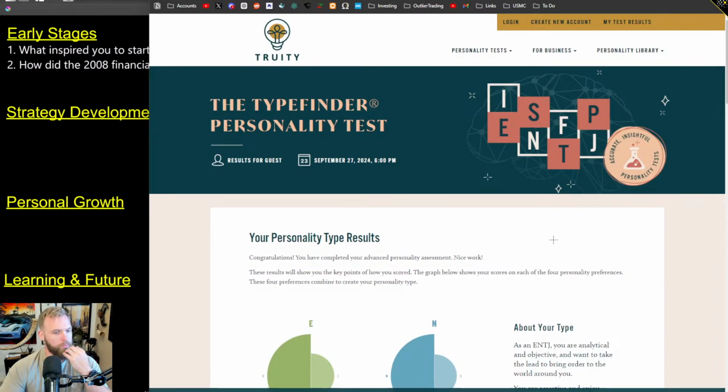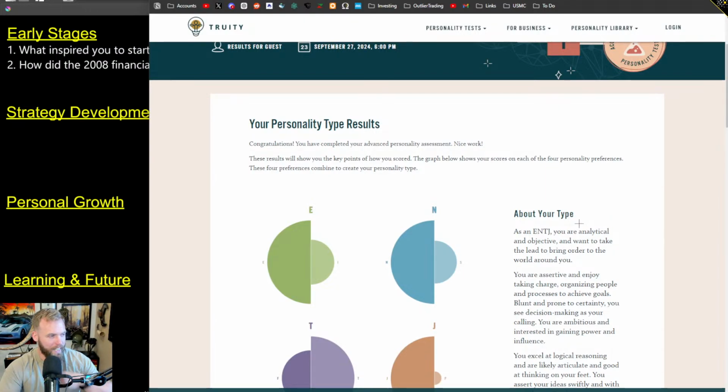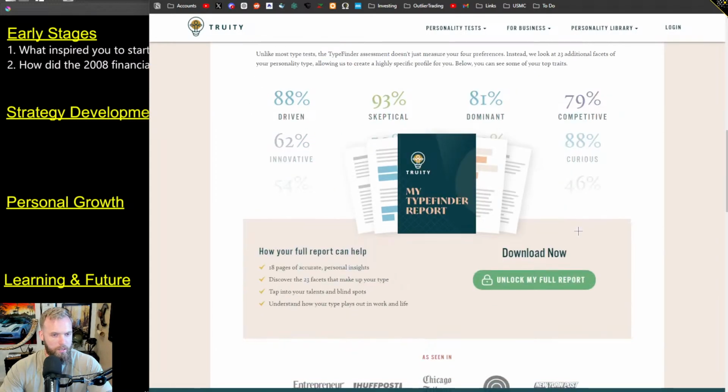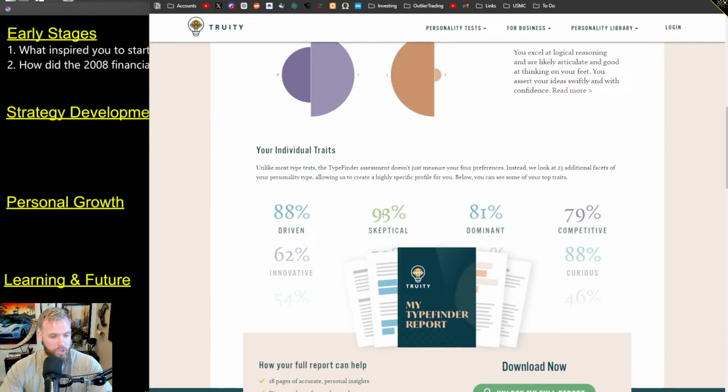All right. What am I? Any guesses? Elizabeth says my guess is ESTJ. I am ENTJ. What is ENTJ? What am I? Very skeptical. That's spot on. I am highly skeptical. That is completely true. Super curious, very true.